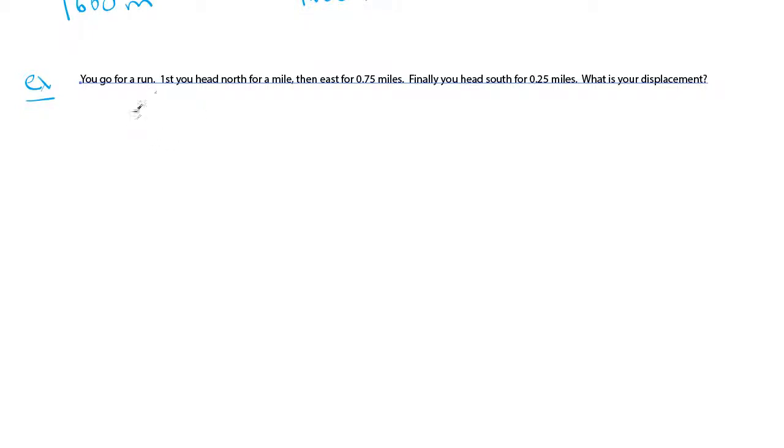Well, if I add all these things together, I could come up with the distance. The total distance traveled: 0.75, 0.25, that's 1, and then we had one more. So the total distance traveled is 2 miles. But I guarantee you that the displacement's not going to be the same. We need to figure out what that displacement is. So if I draw a little bit of a picture here.